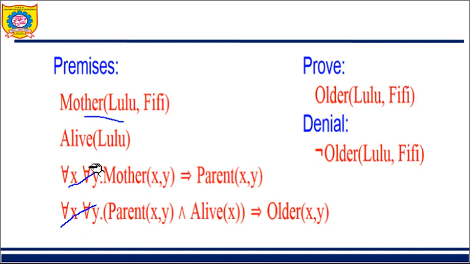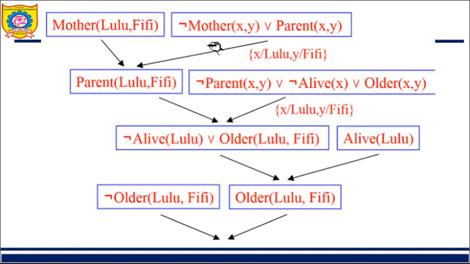So we'll take our first clause this, and the second one we are taking is this clause: not of mother or parent of x y. Now what you can find over here is, here I have mother Lulu Fifi, here I have mother x y. So I need to do unification. What will be my unification? Instead of x I need to put the value Lulu, and instead of y I need to put the value Fifi. So this is the unification I perform.